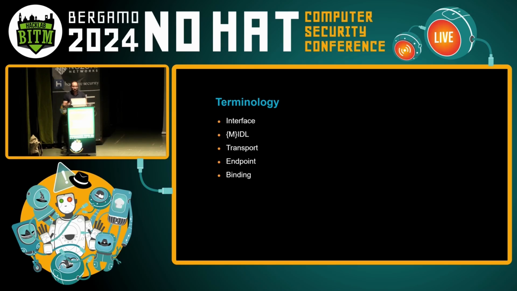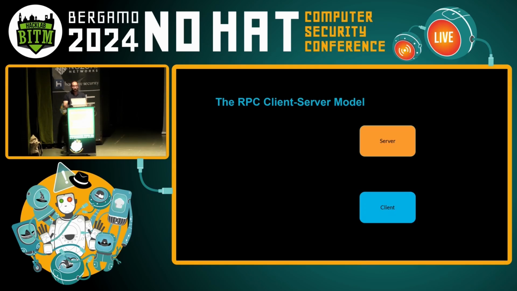So to understand RPC, we need to understand its unique terminology. So we have the RPC interface, the IDL and MIDL files. We have the transfer protocol, the endpoints over the transport, and the RPC binding. So let's dive into it. RPC works in a client and server model. A client wants to call some functionality that is available on the server. The client and the server are both processes. They don't have to be on the same machine. They could be on remote machines. There's support for both of that.